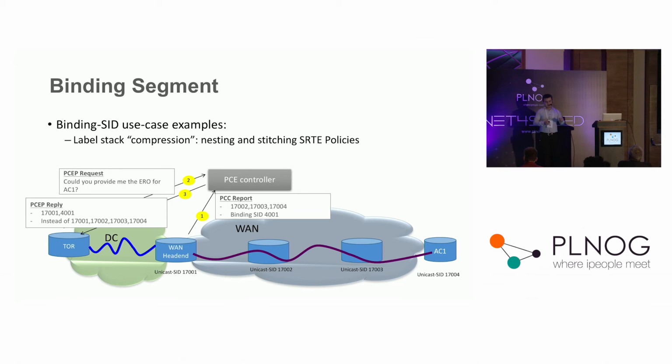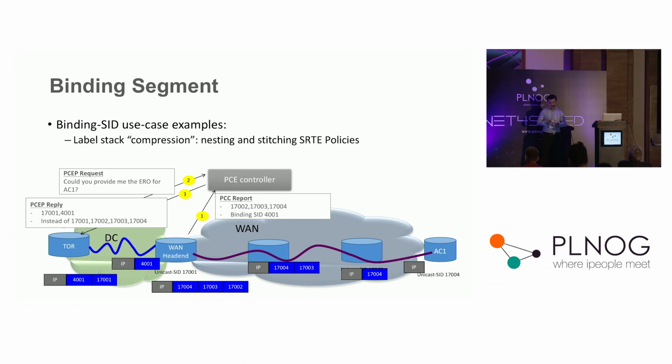So once the packet reaches 1 head end, now the 1 head end will see, okay, the top label is 4001, which means it's the binding SID, and I know what it means for me because I assigned that. It means I need to forward traffic on that particular tunnel, yeah? And that's how the forwarding looks like then.